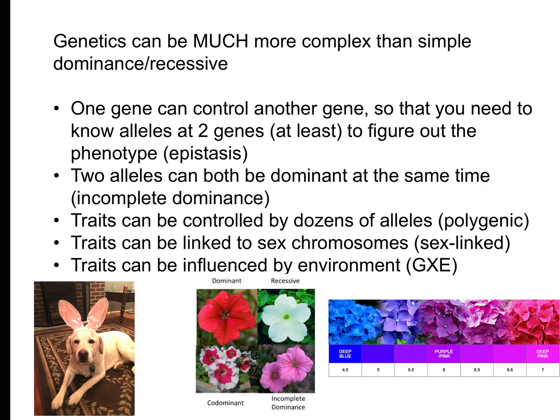And traits can be influenced by environment, and very often are. This is called genetics by environment interaction. An example down here are these hydrangeas. With the same genotype, the same genes, depending on the pH of the soil they're put in, you can get different colors of flowers. Lower pHs get blues, higher pHs you get pinks, and you're going to learn lots more about this in another class. We're just getting you going with genetics here in Principles.